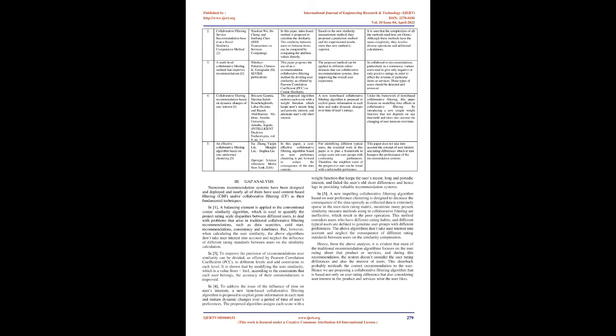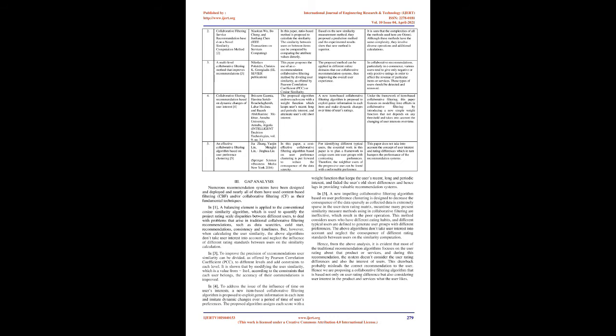3. Gap analysis. Numerous recommendation systems have been designed and deployed, and nearly all of them have used content-based filtering, CBF, and/or collaborative filtering, CF, as their fundamental techniques. In one, a balancing element is applied to the conventional cosine similarity algorithm, which is used to quantify the project rating scale disparities between different users, to deal with problems that arise in traditional collaborative filtering recommendations, such as data scarcities, cold start, recommendations, consistency, and timeliness. But, however, when calculating the user similarity, the above algorithms don't take user interest into account and neglect the influence of different rating standards between users on the similarity calculation.